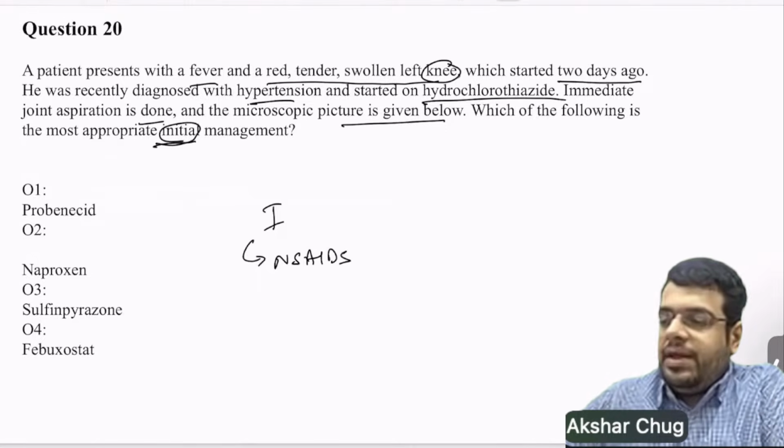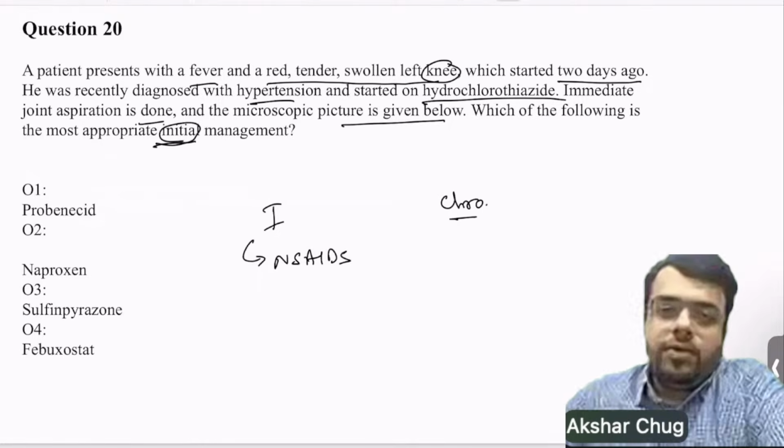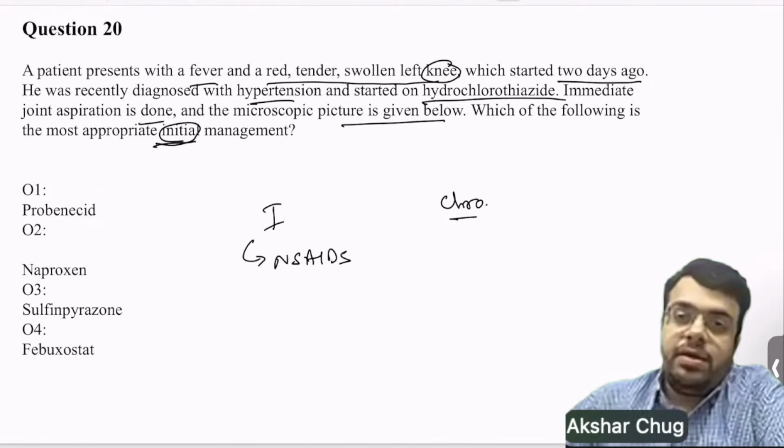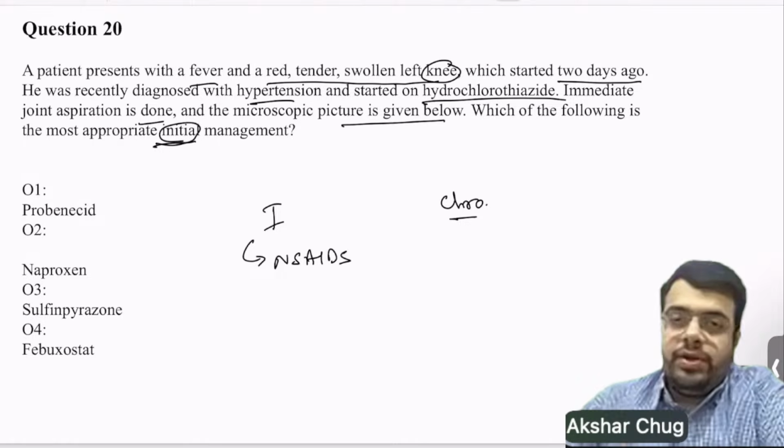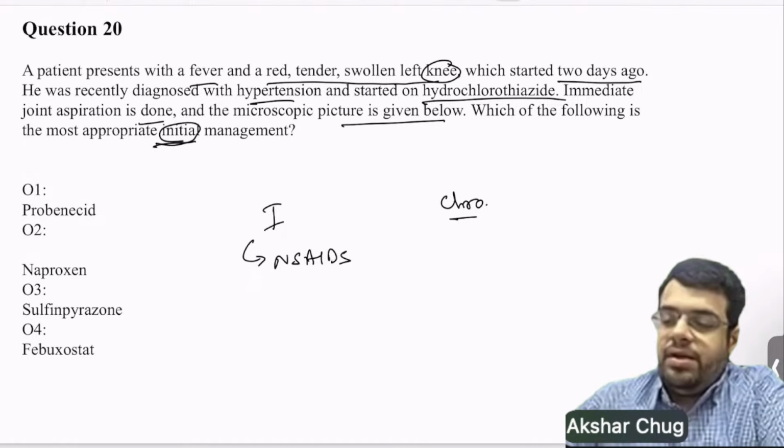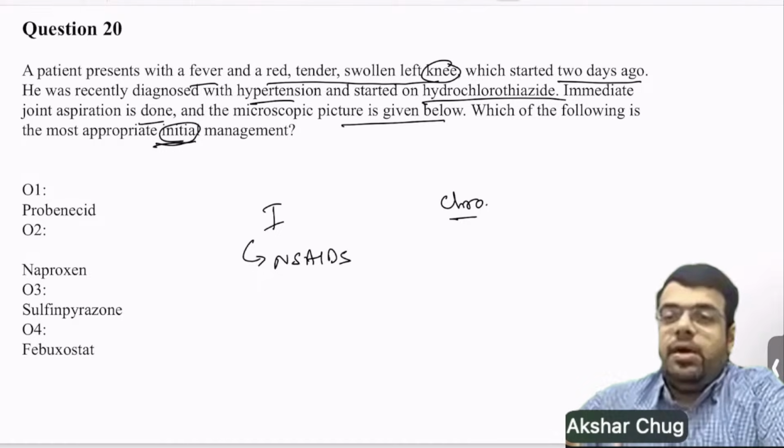Whereas in case of chronic gout, we use other agents such as febuxostat, which inhibits the production of uric acid by inhibiting the enzyme xanthine oxidase, and probenecid, sulfinpyrazone, right? They all are used in chronic gout.